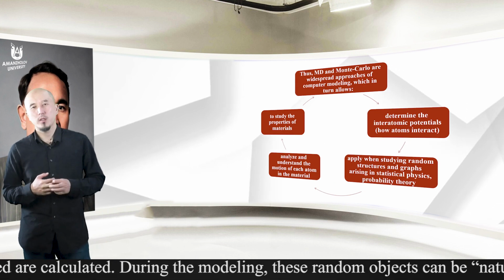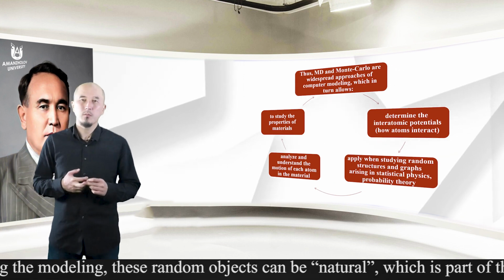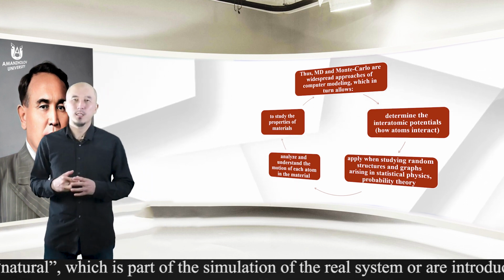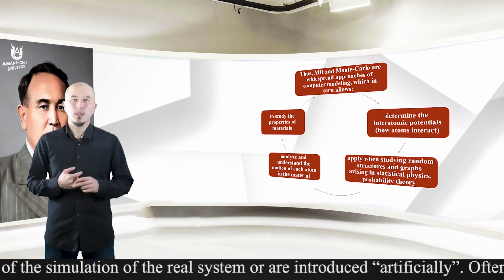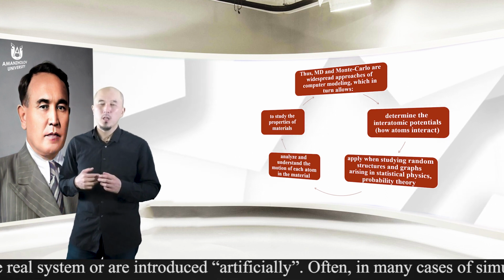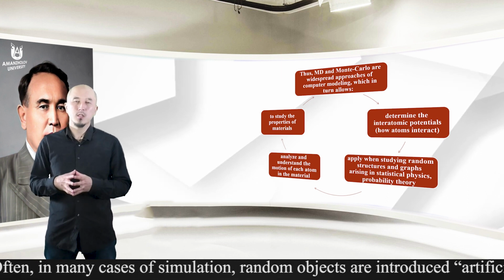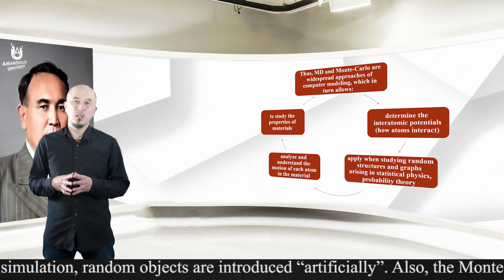During the modeling, these random objects can be natural, which is part of a simulation of a real system, or introduced artificially. Often in many cases of simulation, random objects are introduced artificially.